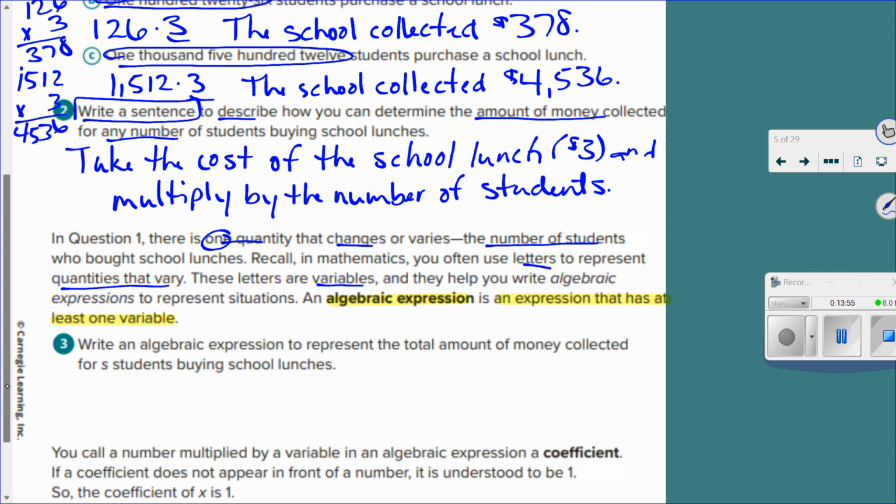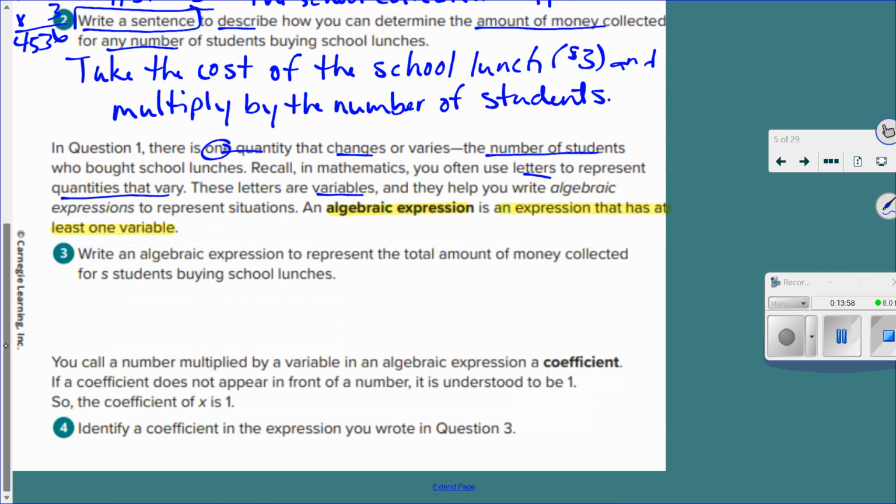If we were to write an algebraic expression to represent the total amount of money collected for S students buying school lunches, and just as a hint, guys, especially early on, a lot of times we will use the first letter of what we are using as our variable to help us mentally put together what it is we're talking about in our equation, right? So normally we would make a little key and say that S equals the number of students to define our variable.